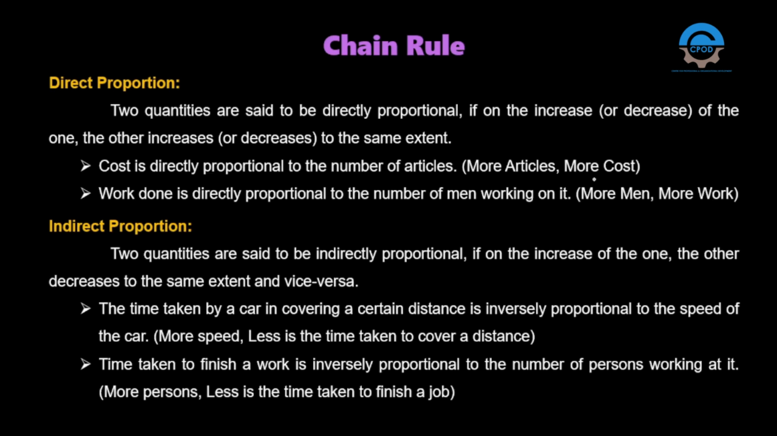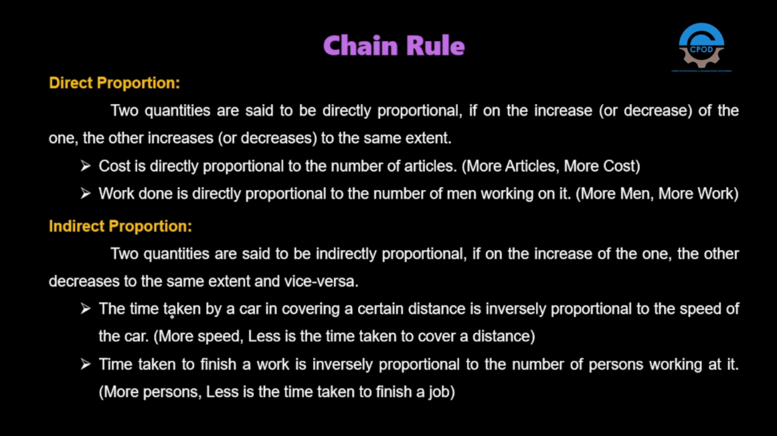So if we are paying more, we will be getting more articles, and with more investment of manpower, we will be getting more work done. So if we give more, we will get more. If we give less, we will get less. That is direct proportion. What we are doing, that we will get. Indirect proportion is just the reverse.